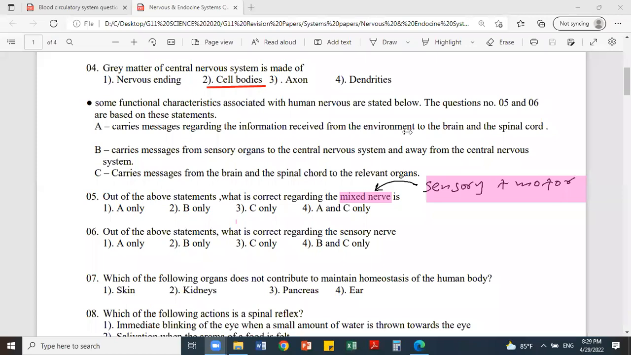Third answer. Yeah, answer is 3. Very good. No, answer is not 3. Question number 5 I am asking. Because mixed nerve consists of both sensory and motor. Sensory neuron carries impulses towards the brain and the spinal cord; away from that is the motor neuron. So then the answer is what? Only B: carries messages from sensory organs towards the CNS and then away from the central nervous system. Answer is second, B only. Please raise your hand those who have underlined the second answer for this. How many of you got the second answer?